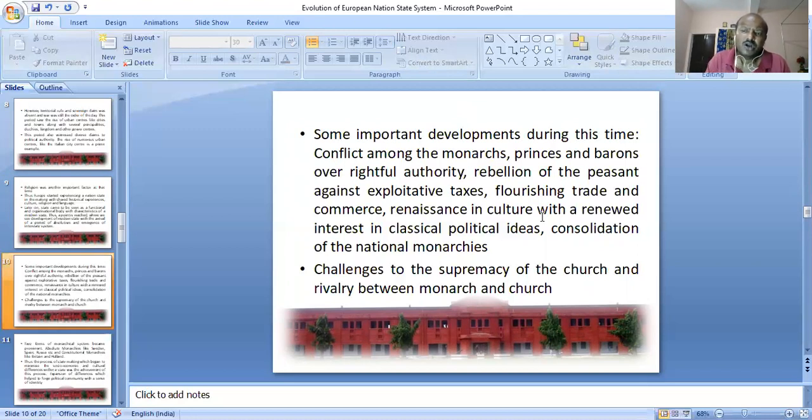This medieval period also saw some kind of challenge to the authority of the church and the nature of the church itself, because people began to question the church as a political authority. They were ready to accept the church as a religious authority, but they were not ready to accept it as a political authority, and that's why they began to question the political decisions being taken by the Pope. So there were challenges to the supremacy of the church and rivalry between monarch and church. The monarch was considered the political head of the state system, whereas the church was not ready to accept that. So there was a conflict between the church and the monarch over who was supreme in controlling the nation state system.